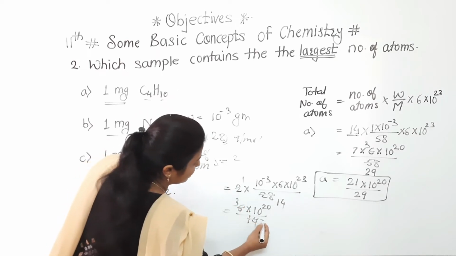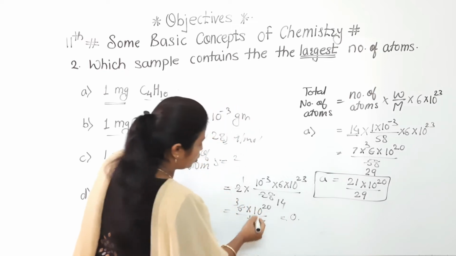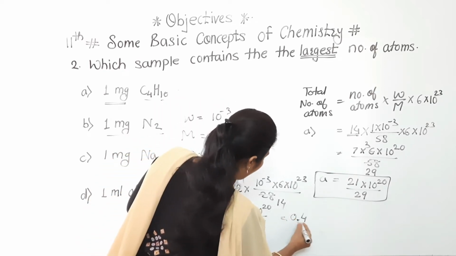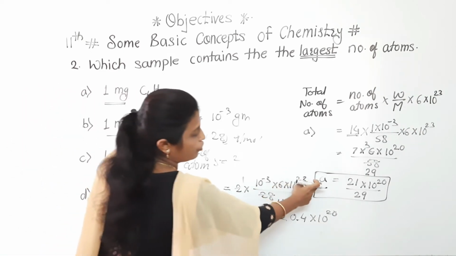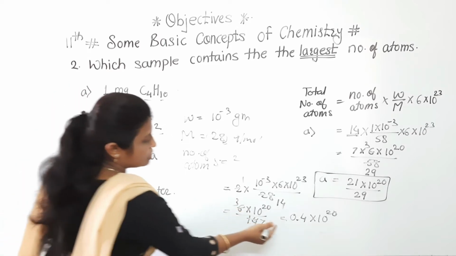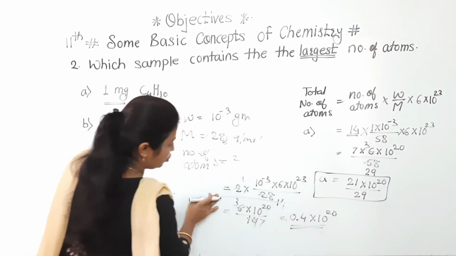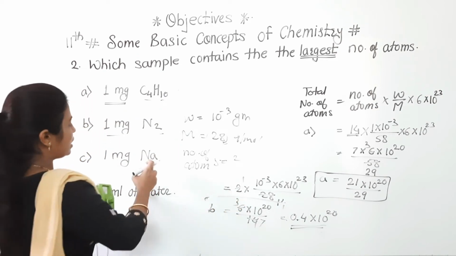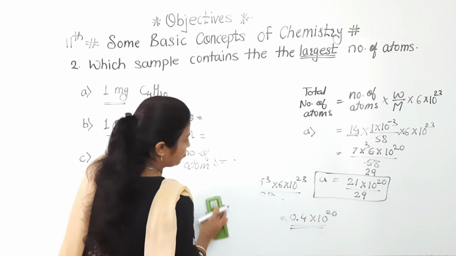Here we can write it like that also, which comes to 0.4 into 10 raised to 20. Are you getting my point? After calculation of this also you will get some answer. So this is the answer for option B. Clear to everyone? Hope you have noted all these points. Okay, now we are going to solve for C. So this is the B.